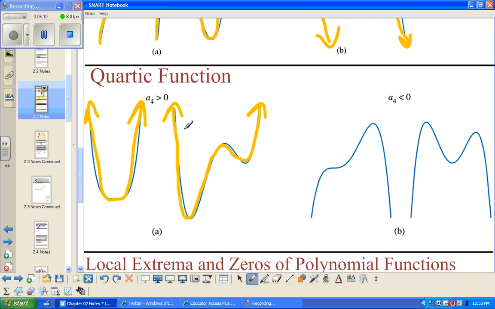When the leading coefficient is positive, your end behavior will approach infinity to the left and infinity to the right, no matter what happens in the middle with mins and maxes. If your leading coefficient is negative, the opposite happens. As you go to the left, your end behavior is going to approach negative infinity, no matter what happens in between, and as you go to the right, your end behavior will approach negative infinity as well. Again, no matter what happens in between.